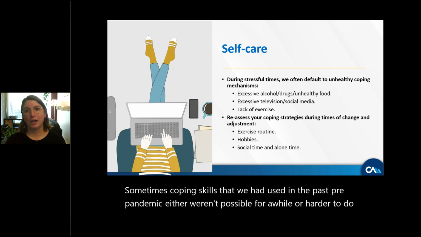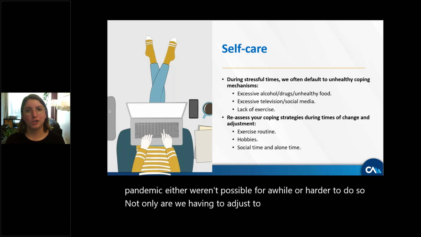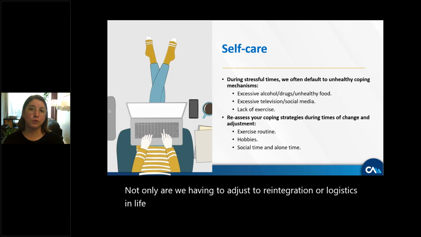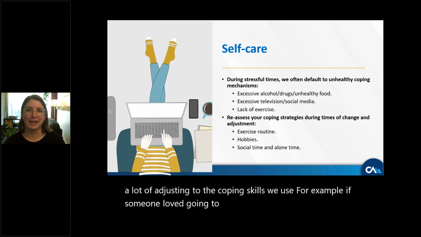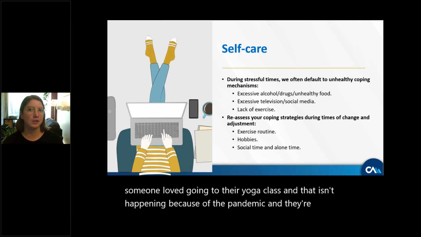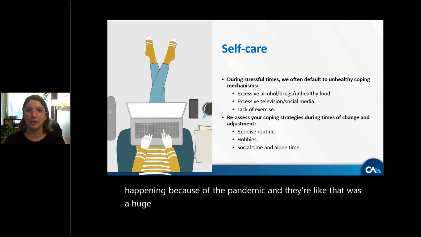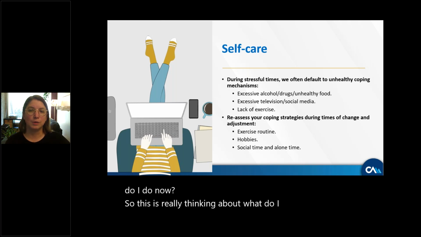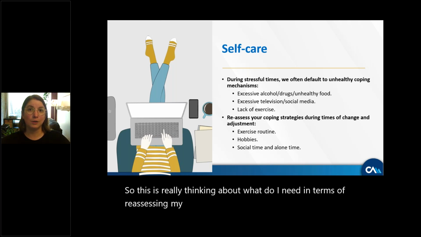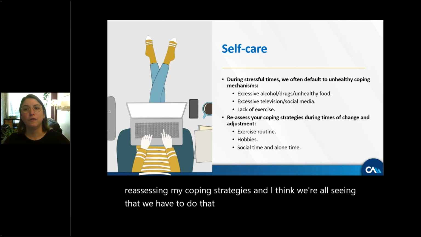So not only are we having to adjust to reintegration or logistics in life related to work, we've also all found out we've had to do a lot of adjusting to the coping skills we use. For example, if someone loved going to their yoga class and that isn't happening because of the pandemic, and they're like, that was a huge stress relief for me and really helpful for me. What do I do now? So this is really thinking about what do I need in terms of reassessing my coping strategies. And I think we're all seeing that we have to do that now again for reintegration.